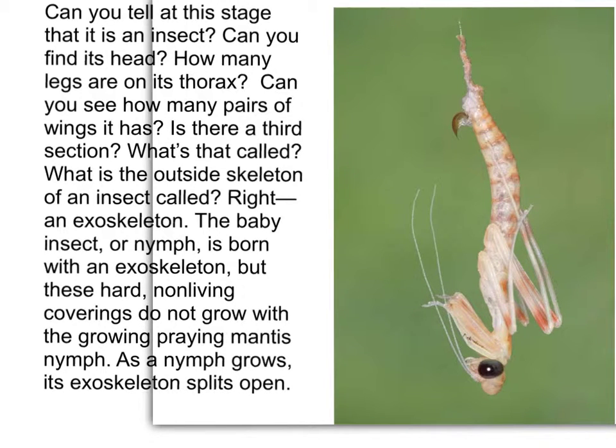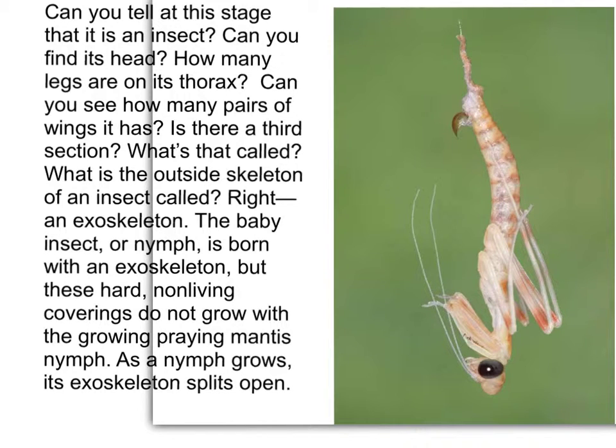Can you tell at this stage that it is an insect? Can you find its head? How many legs are on its thorax? Can you see how many pairs of wings it has? Is there a third section? What's that called? What is the outside skeleton of an insect called?